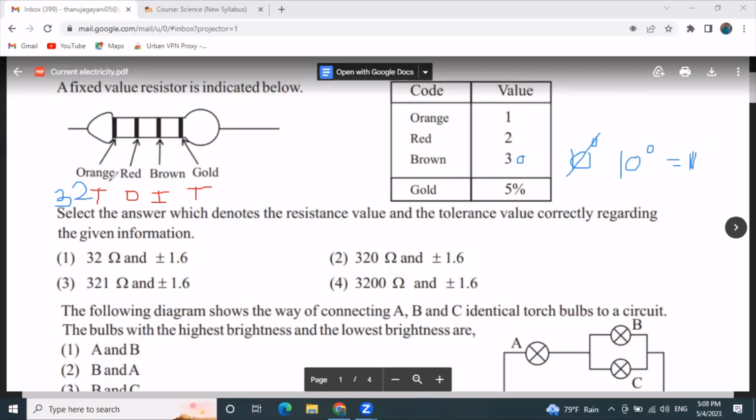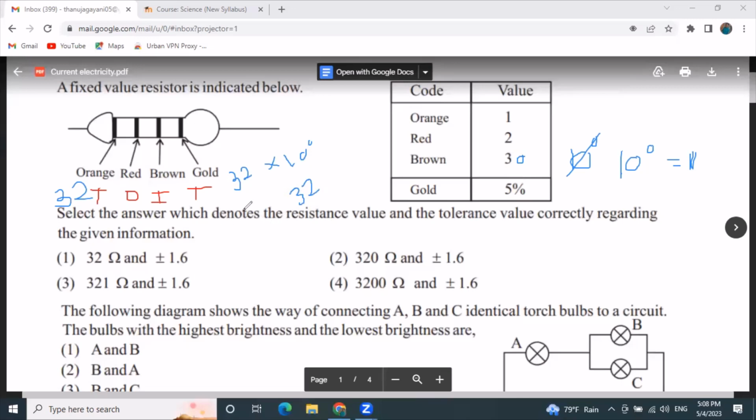So to find the value of this fixed value resistor, we should multiply the values of the first 2 color codes by the value of the third color code. Accordingly, we should multiply 32 by 10 to the power 0. 10 to the power 0 means 1. Accordingly, the value is 32.